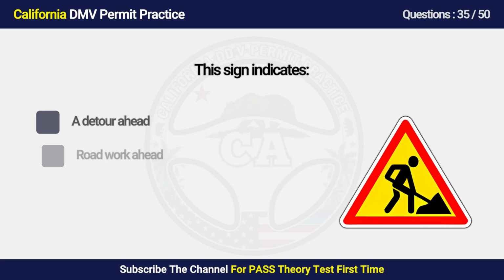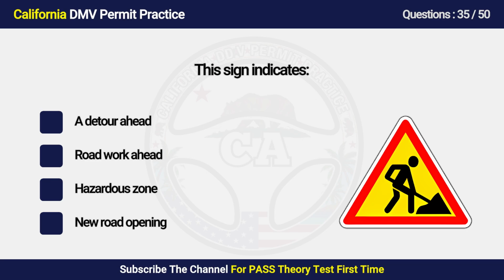Question 35. This sign indicates: A. Detour ahead. B. Road work ahead. C. Hazardous zone. D. New road opening.